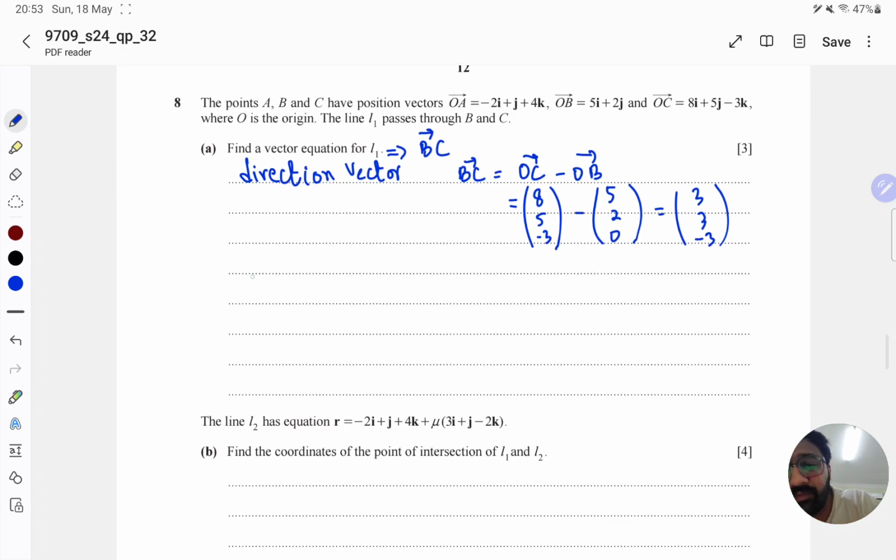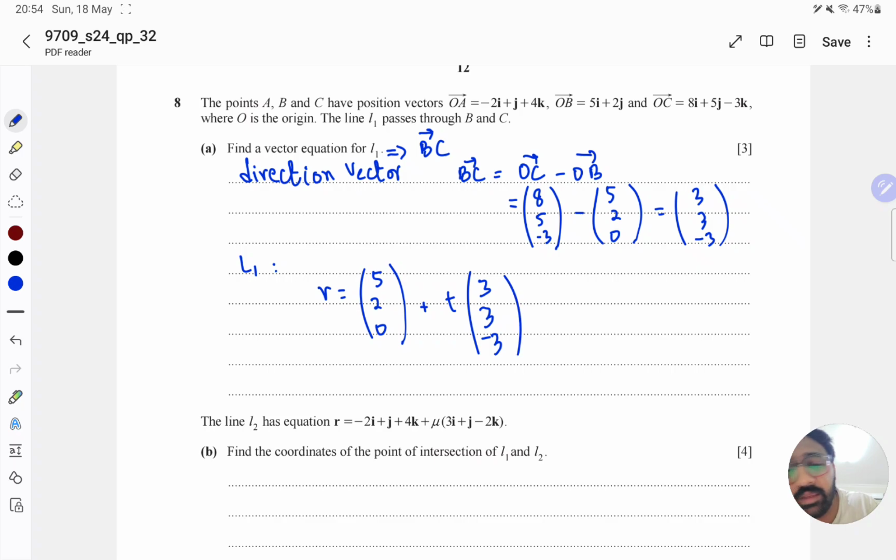Okay, so let's write down the vector equation. The vector equation for L1 will be r equals a point on BC. We can use the point B, which is (5, 2, 0), and the direction vector we just found, (3, 3, -3). This is the direction vector, and that is the point lying on the line L1.